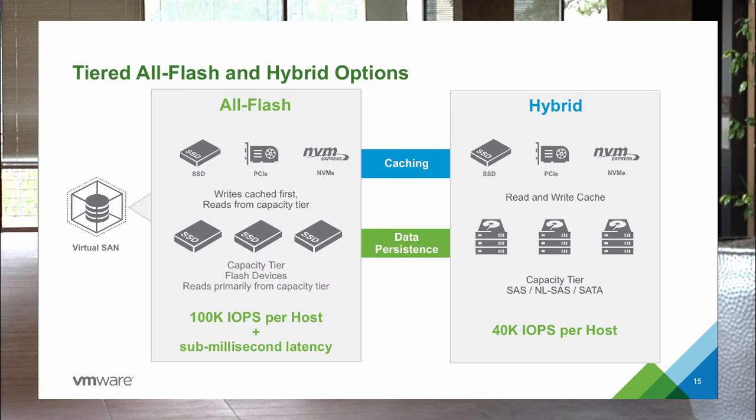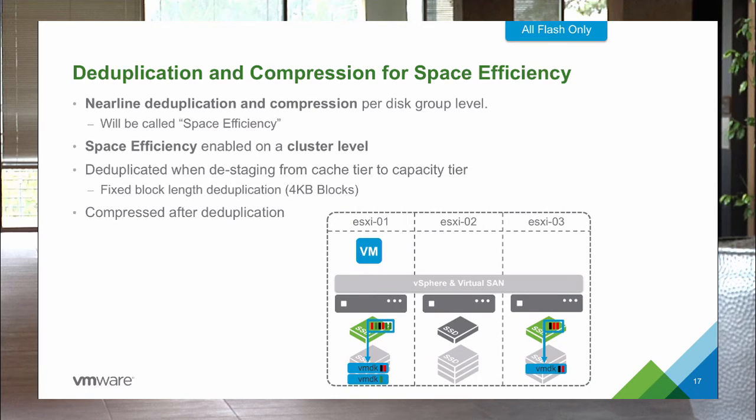So what's new? We're going to focus on just a couple of the things that are new inside of 6.2, the greatest hits so far. One is deduplication and compression. Now, keep in mind, this is for all flash only. Dedupe and compression happens during destaging from the caching tier to the capacity tier.